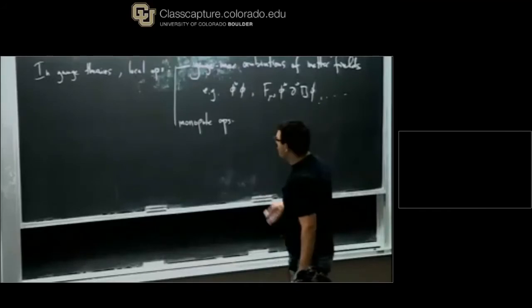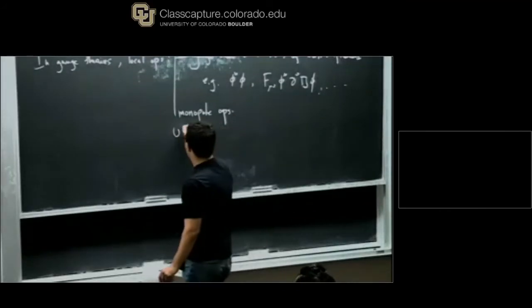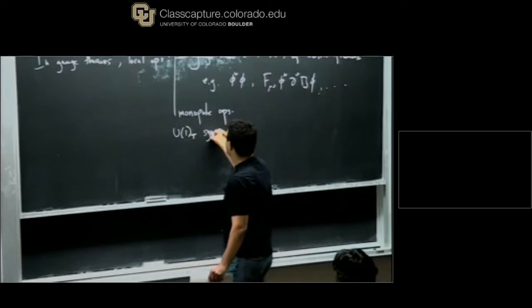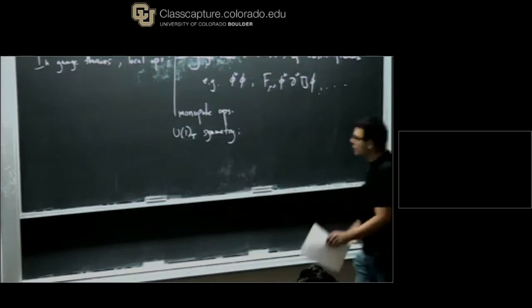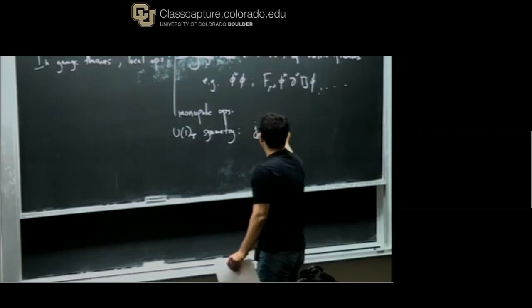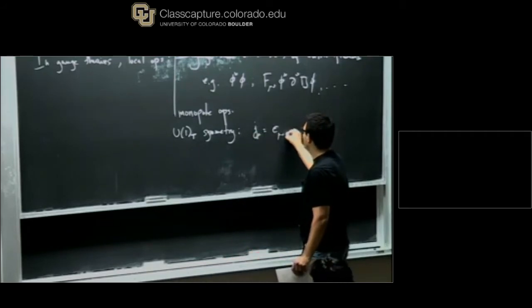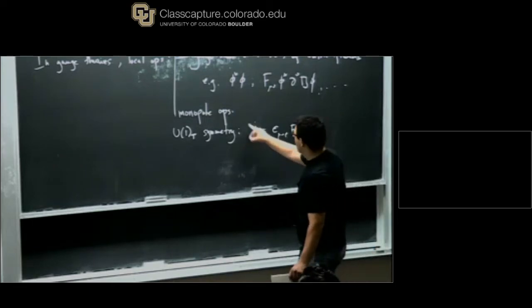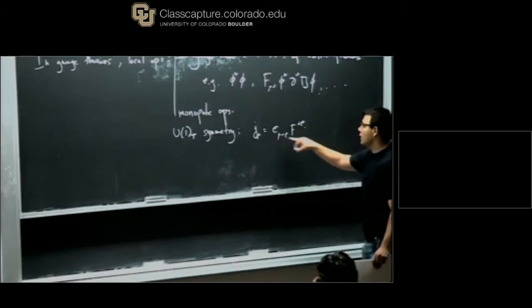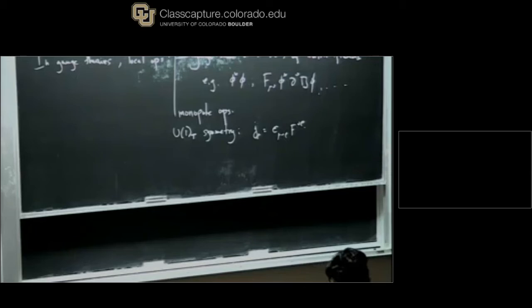So gauge theories in three dimensions have a U1 global symmetry, where the conserved current for this symmetry, J mu, is the Hodge dual of the field strength, epsilon mu nu rho F nu rho. This current is conserved because when we act with the derivative and contract the indices, on the right-hand side we get the Bianchi identity for the field strength, and that's automatically zero. So this is what happens for all U1 gauge theories in three dimensions, and it's special to three dimensions.